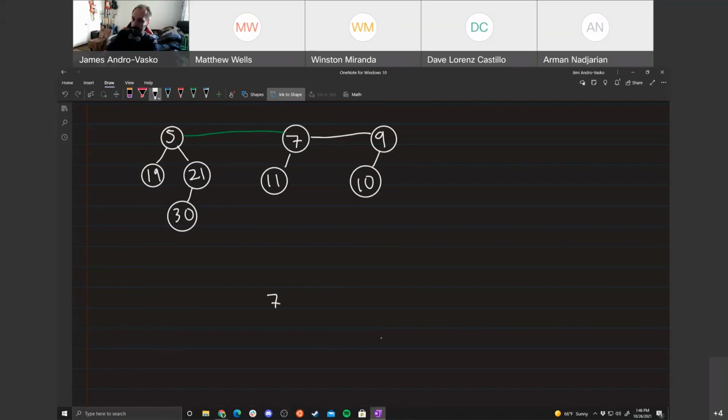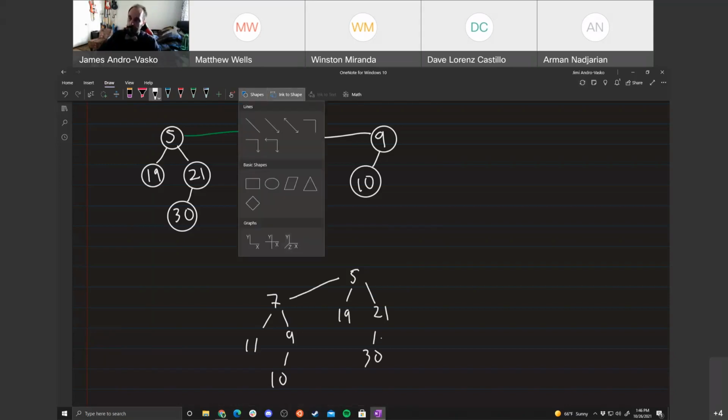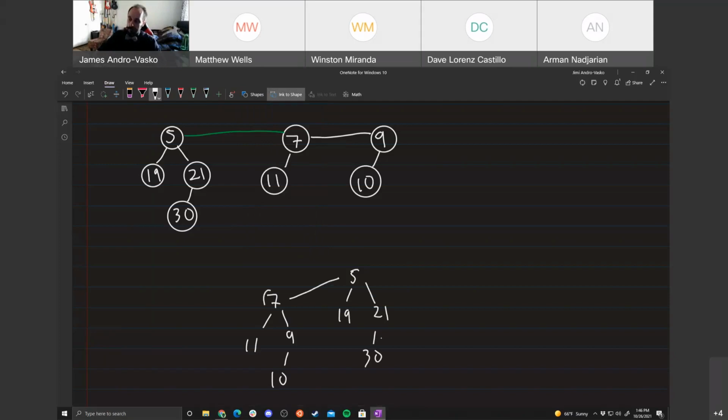Okay, I got this. So 7, 11, 9, 10. Then we have 5, 19, 21, 30, and then we're going to connect these together. Okay, perfect. So that's how that would look. So now we're going to have the following here. So you have this tree over here.